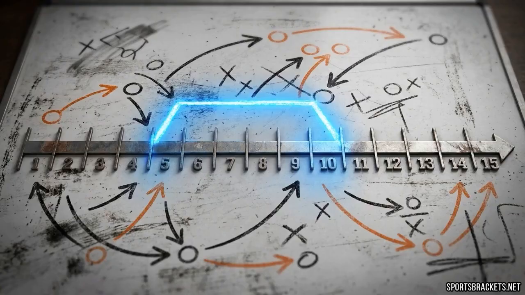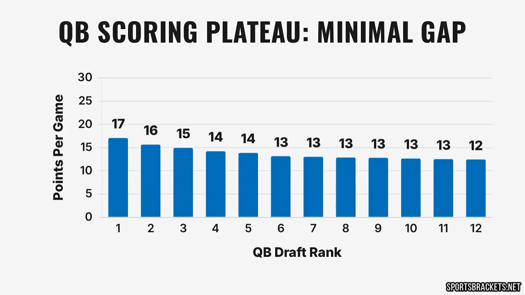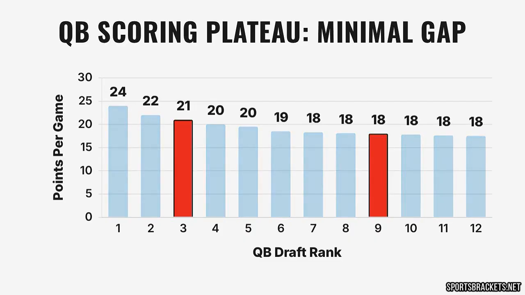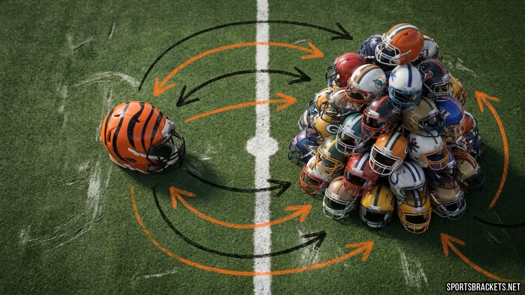Once you hit the middle rounds, rounds 4 through 9, you enter the value plateau for quarterbacks. This is why picking a passer early is a negative ROI move. Look at this bar chart comparing the point-per-game difference between the top 5 quarterbacks and the top 12. The drop-off is minimal. The scoring gap between a round 3 quarterback and a round 9 quarterback is incredibly narrow. Taking a quarterback early carries a massive opportunity cost.